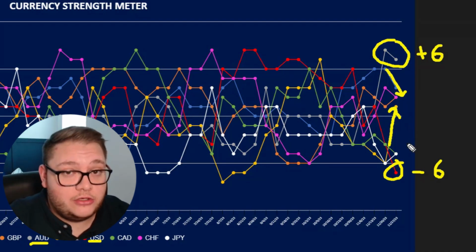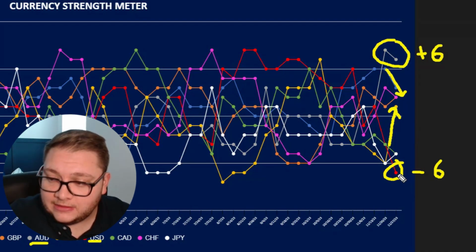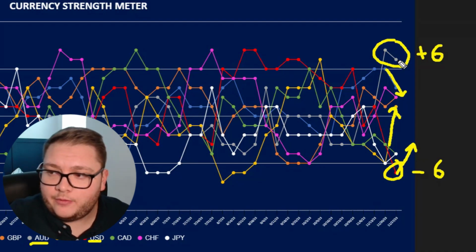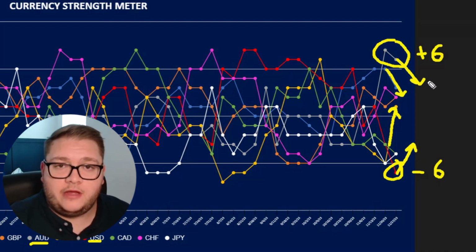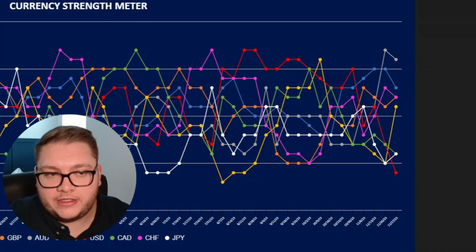Now, one thing that I'd usually wait for is the currency strength meter to change. What I mean by that is I want to see the dollar start pushing to the upside here, and I want to see the Australian dollar pushing lower. So we are a little bit early to this potential move, but that's why we're discussing it in this video.